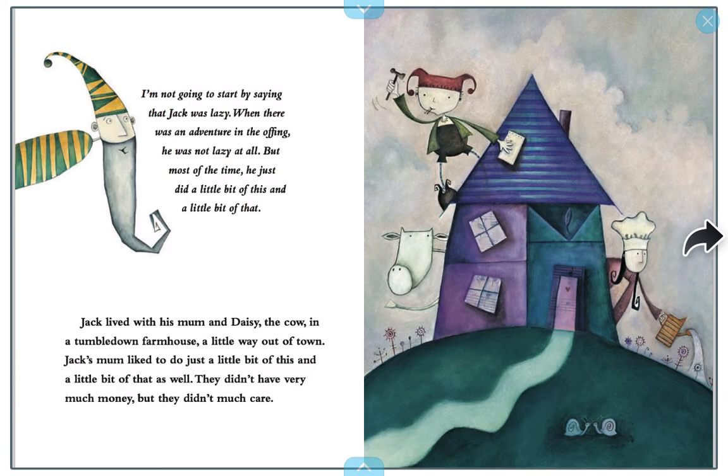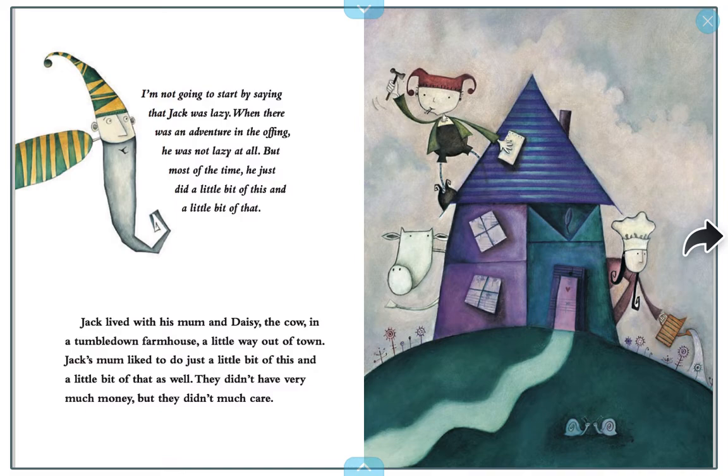I'm not going to start by saying that Jack was lazy. When there was an adventure in the offing, he was not lazy at all. But most of the time, he just did a little bit of this and a little bit of that. Jack lived with his mom and Daisy, the cow, in a tumble-down farmhouse a little way out of town. Jack's mom liked to do just a little bit of this and a little bit of that as well. They didn't have very much money, but they didn't much care.